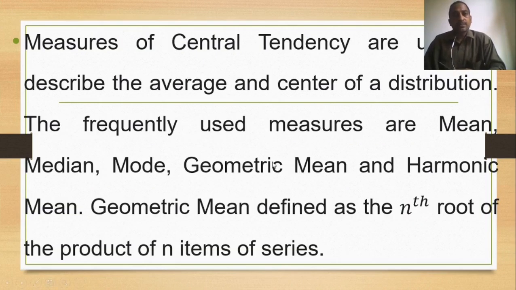Let me tell about measures of central tendency. These are used to describe the average, the center of a distribution. The frequently used measures are arithmetic mean, median, mode, geometric mean and harmonic mean. Geometric mean is defined as the nth root of the product of n items of a series. So let me give the theoretical part of how to find the geometric mean for grouped and ungrouped data.